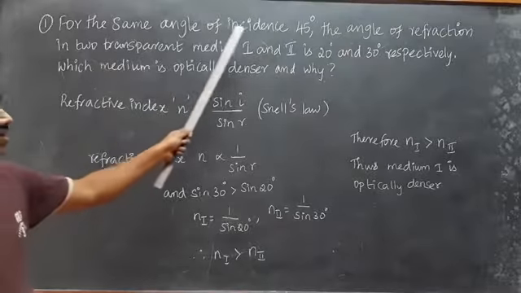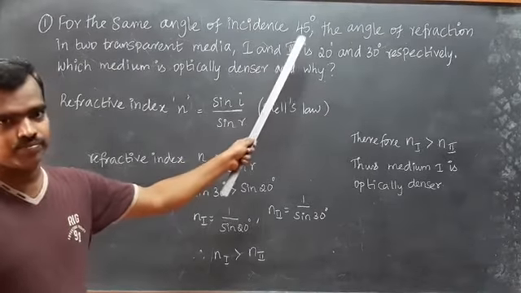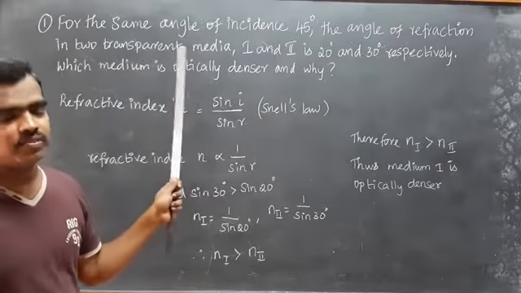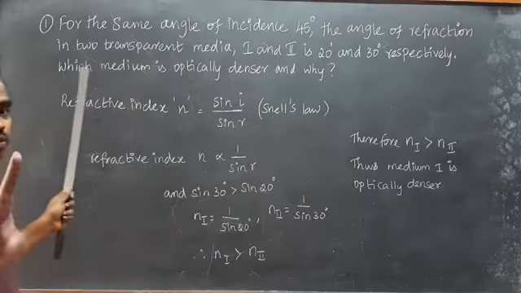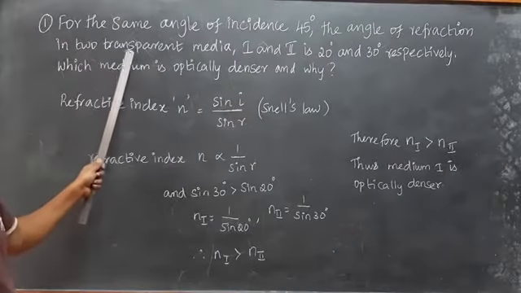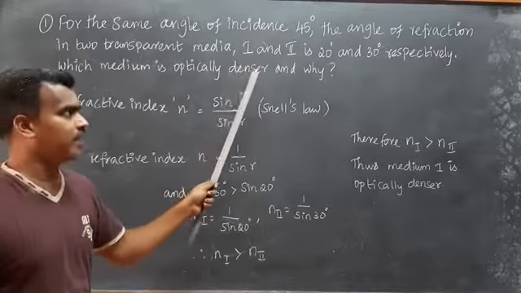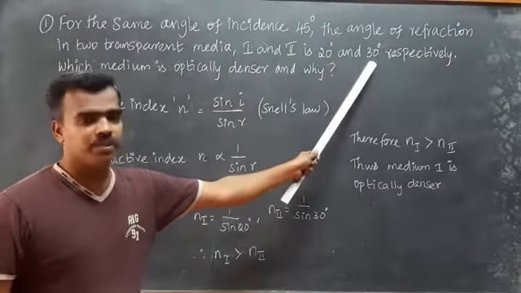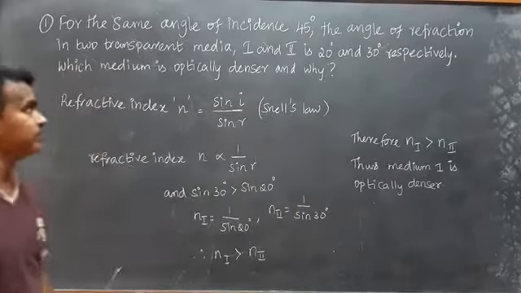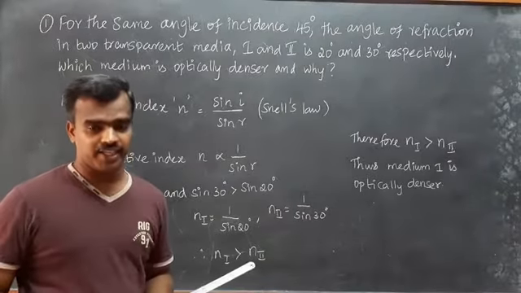The angle of incidence is 45 degrees, but the angle of refraction in the two different transparent media, 1 and 2, differs. The angle of refraction in the first medium is 20 degrees, and in the second medium it is 30 degrees. They are asking which medium is optically denser and why.